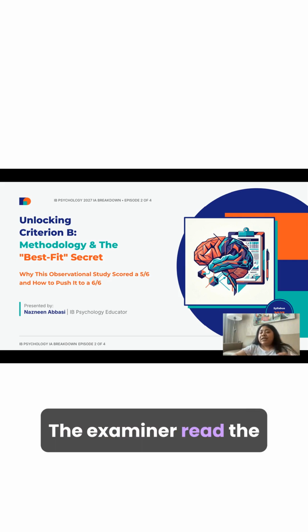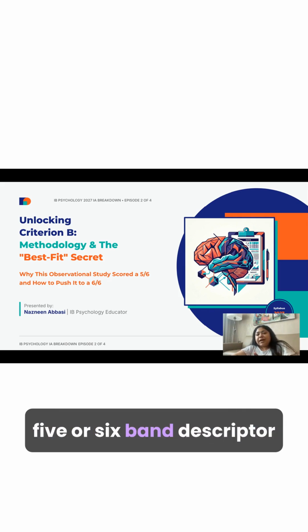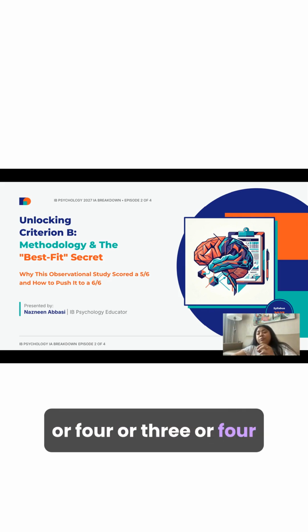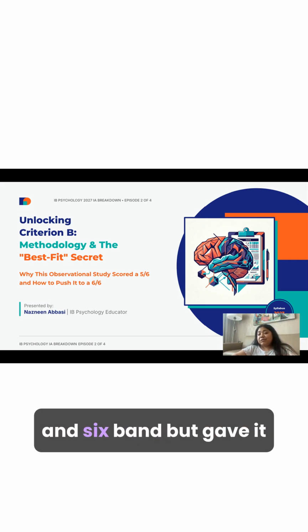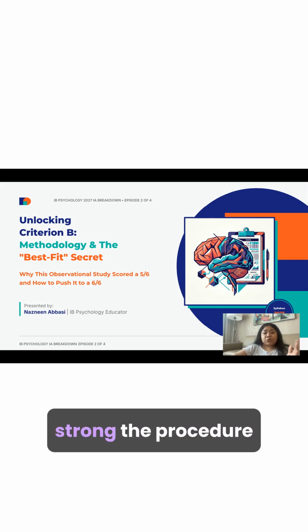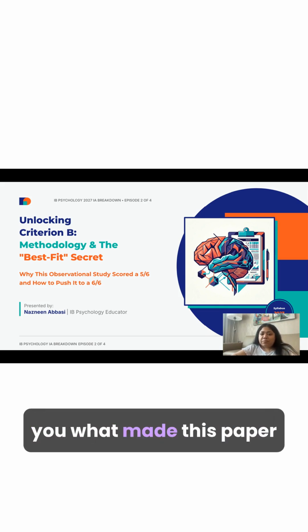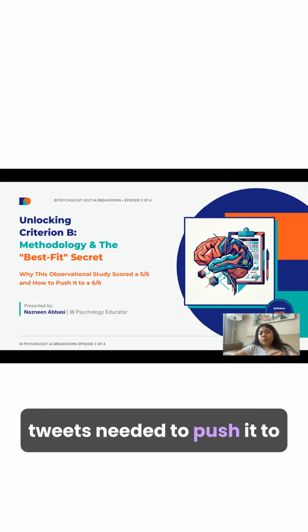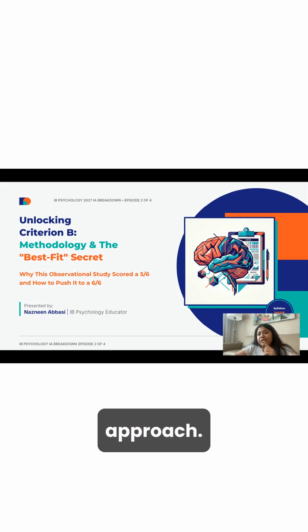The examiner reads the entire methodology and asks whether it overall fits the 5 or 6 band descriptor, or the 3 or 4 band descriptor. For this paper, the examiner placed it in the 5 and 6 band, but gave it 5 instead of 6 because while the method was strong, the procedure lacked details and the ethics were slightly generic. So today I'm going to show you what made this paper hit the top band and the exact tweaks needed to push it to a perfect 6. So remember, best fit approach.